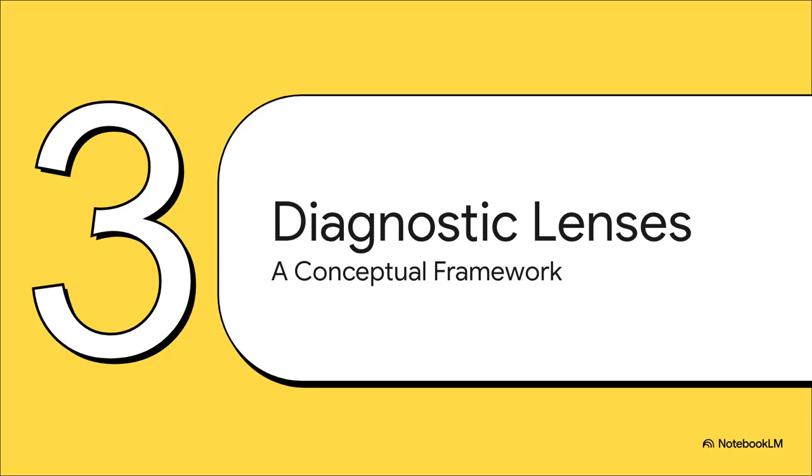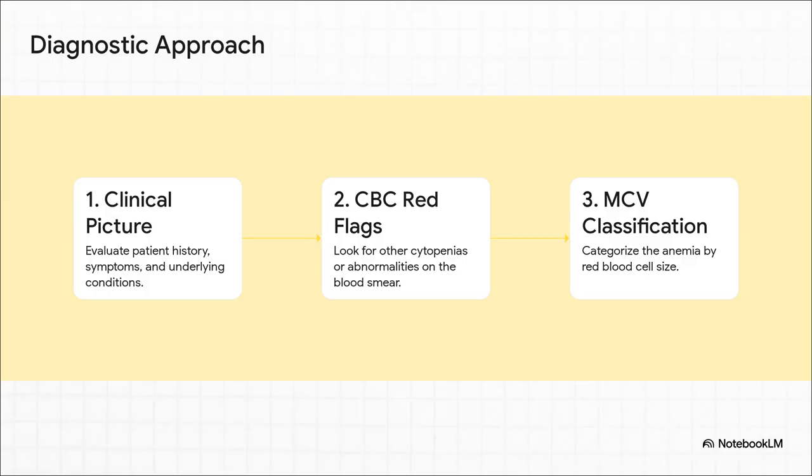Okay, toolkit's ready. So now let's talk about the mindset. There are really 3 powerful lenses, 3 different ways you can look at any patient with anemia to figure out what's going on. So you've got the clinical picture. You're looking for red flags on the CBC, and you're using the MCV. Now, an experienced doc, they're juggling all 3 of these at once, almost without thinking. But for you, as you're building your skills, the most solid, reliable place to start is that MCV classification. It gives you a clear path forward.